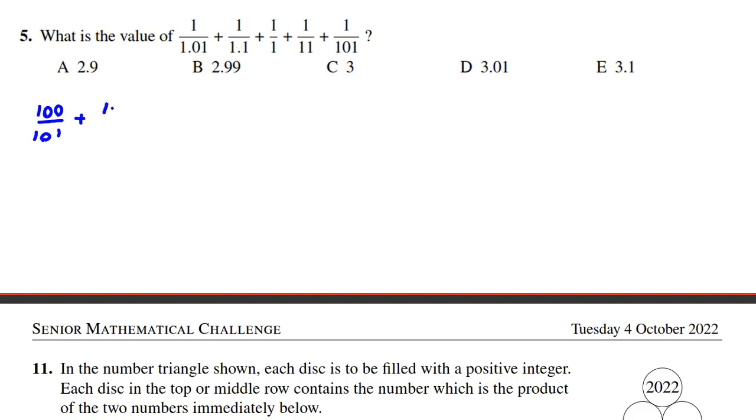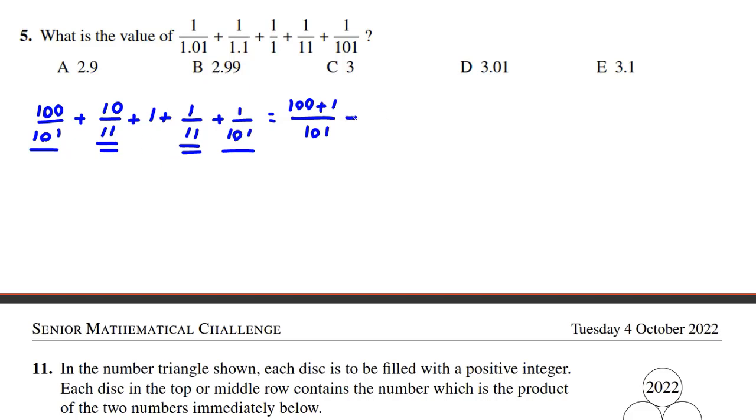For the second one, we multiply by 10. It will be 10 over 11. Next one is 1. Next one is 1 over 11. This one is 1 over 101. Now, we consider the fractions with the same denominator, 101. Here, 100 plus 1, first and last fraction. Second and second last fractions, the denominators are 11. It will be 10 plus 1. And the last one is 1. So it will be 101 over 101 plus 11 over 11 plus 1. 101 over 101 is 1, 11 over 11 is 1, plus 1, 3. Okay, so the answer is choice C.